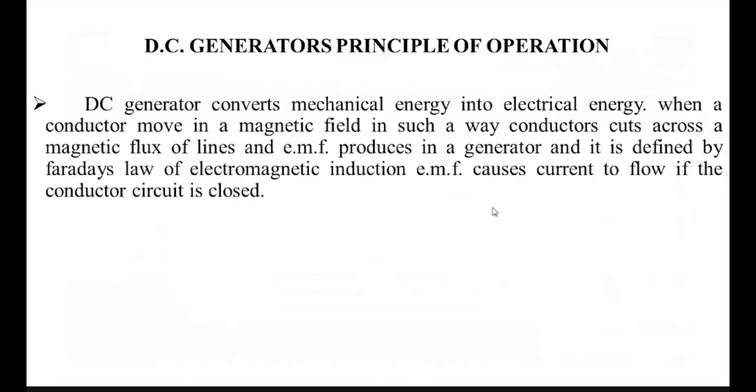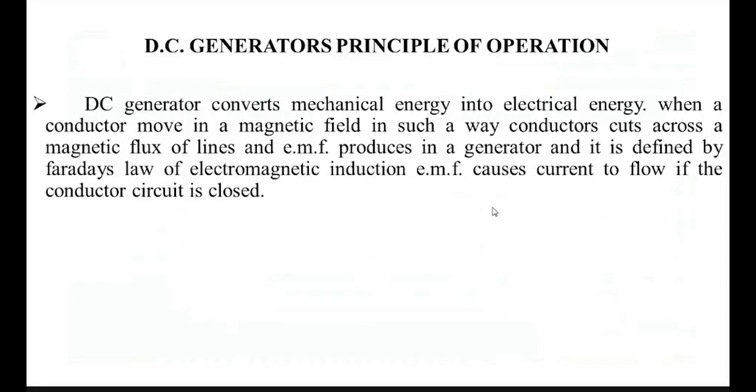Next, on what principle does the DC generator work? The DC generator converts mechanical energy into electrical energy. That is the basic conversion process. Whenever a conductor moves in a magnetic field in such a way that the conductor cuts across the magnetic flux lines, an EMF will be induced in that conductor. This is defined by Faraday's law of electromagnetic induction. So this is the principle behind the DC generator.